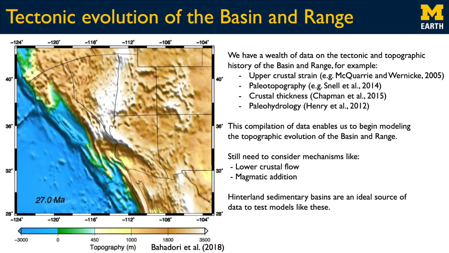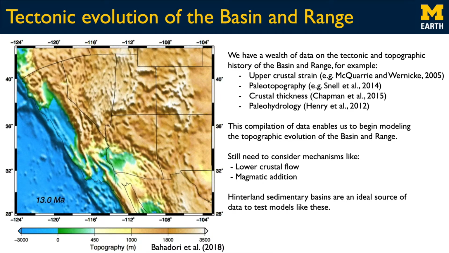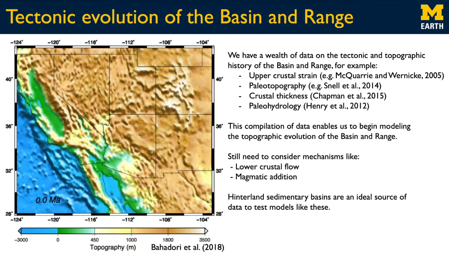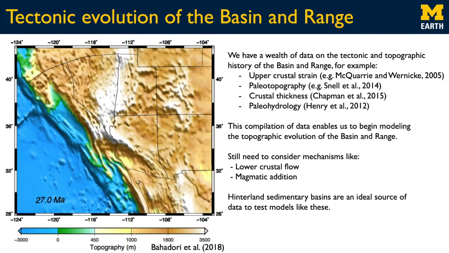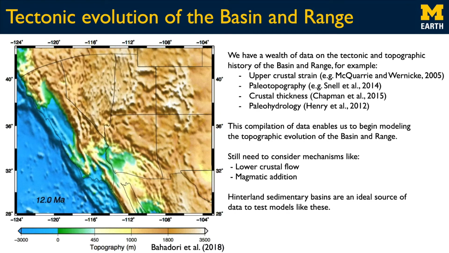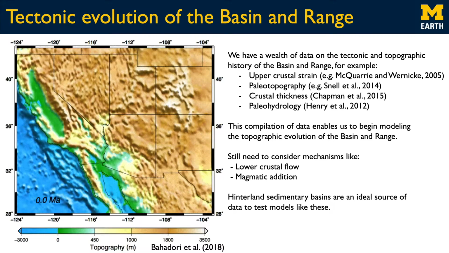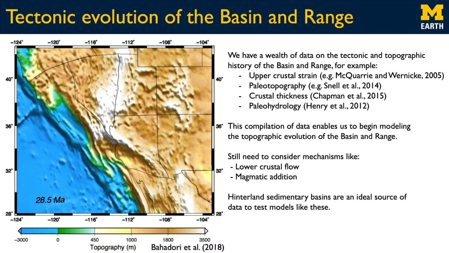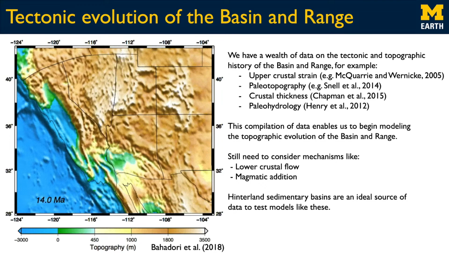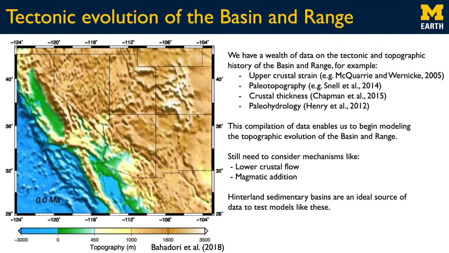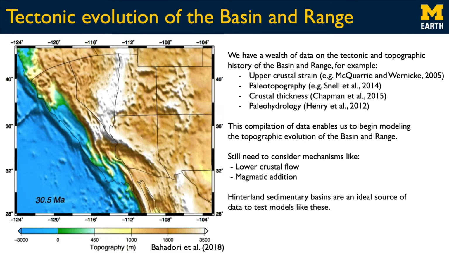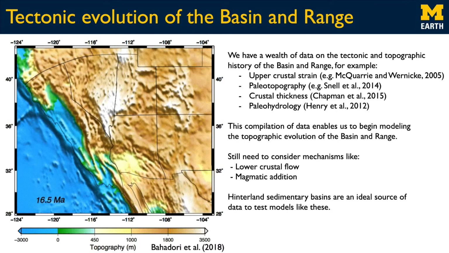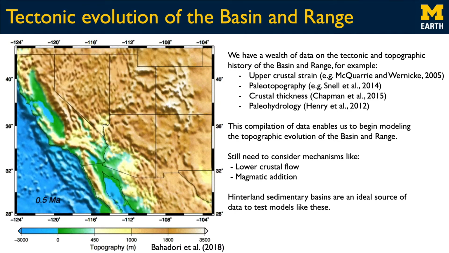And this compilation of data has enabled us to build recently beautiful models, such as this model from Bahadori et al. 2018, which takes in measurements of upper crustal strain compiled in McQuarrie and Wernicke 2005 and inverts them for the evolution of crustal thickness and topography, assuming those upper crustal strain measurements through time.